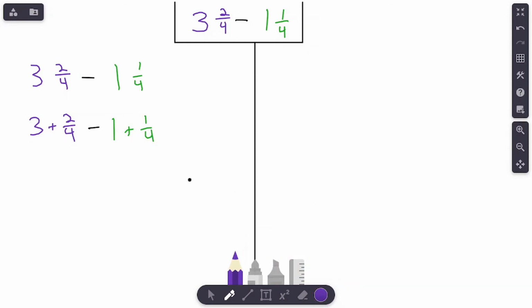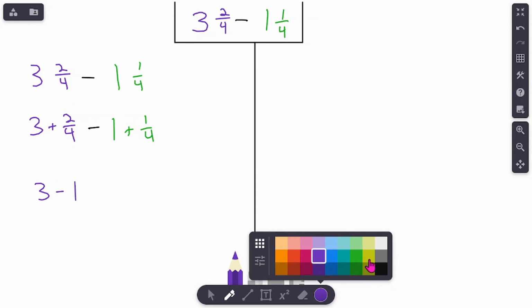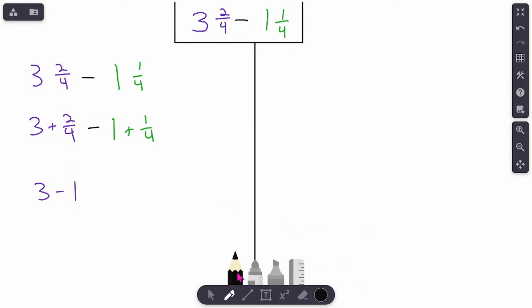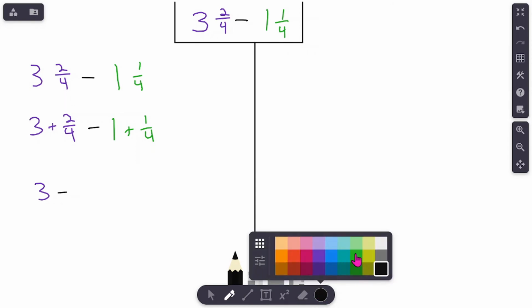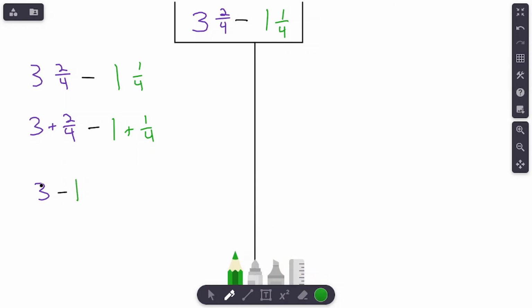So let's do some rearranging. Let's put the whole numbers together. So that's going to be 3 minus 1. And then we are going to, whoops, I wanted to rewrite that. Give me a second. I want to make sure I'm writing in the correct colors here. So we've got 3 minus 1, because those are our whole numbers. Okay, you following me? The 3 and the 1. And then we're going to be adding after we subtract these two fractions.